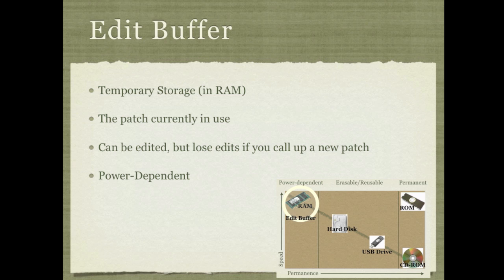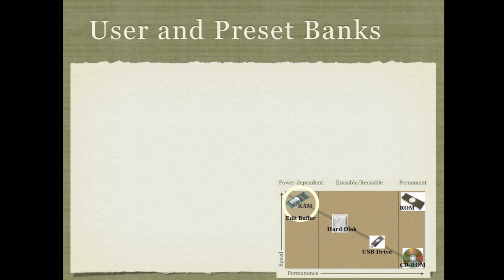But the thing to keep in mind is that overall, this is a volatile, temporary storage place that just stores the immediate settings that you're using right now. Most devices also have user and preset banks. Especially on older devices, you'll find that the preset banks are stored in ROM.